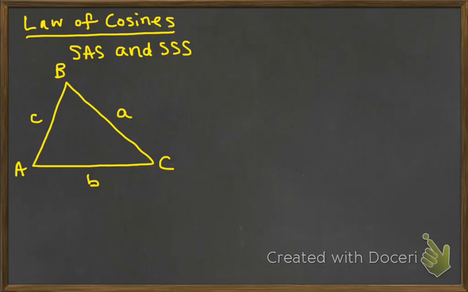So the law of cosines is what we're going to look at first. The law of cosines can be used for any triangle where you know two sides and the included angle, so side, angle, side, or you know all three sides, so side, side, side. If you're given a triangle like the one I have drawn here, remember that angle A is always across from side A, angle B is always across from side B, and angle C is across from side C.